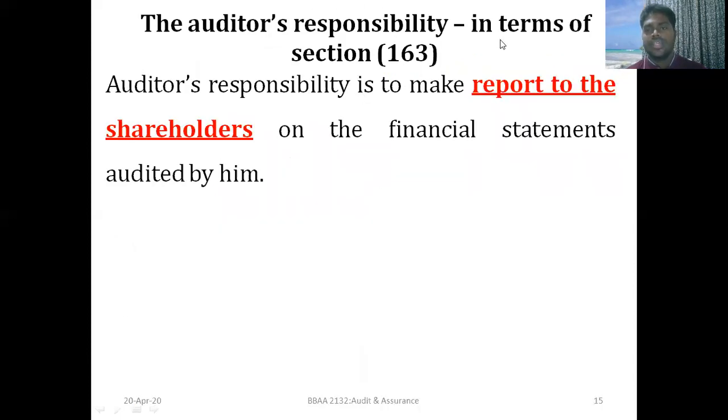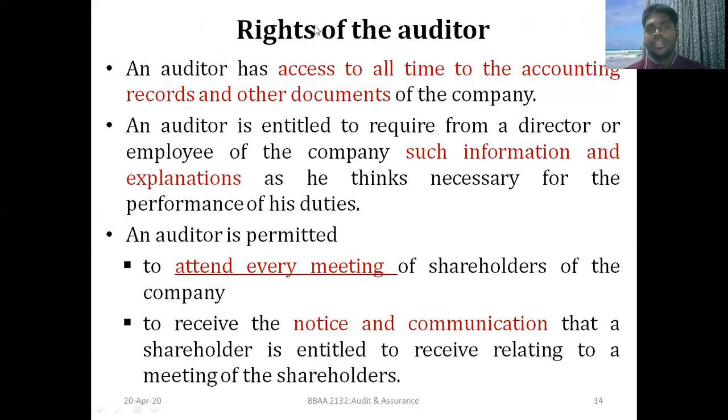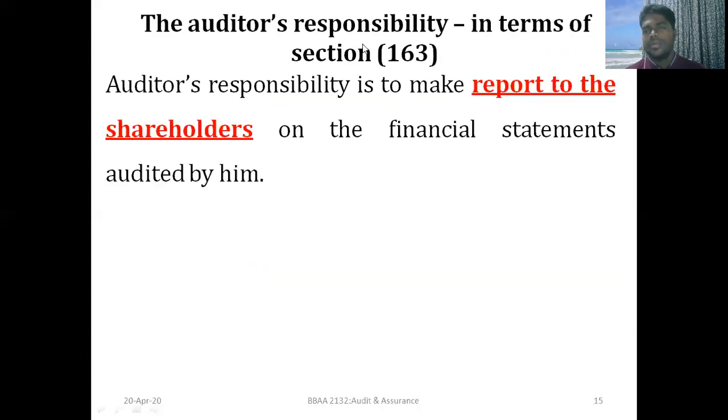Finally, section number 163 deals with the auditor's responsibility. Earlier it was the rights of the auditor; this is the auditor's responsibility. You can easily imagine what the responsibility of the auditor would be. The auditor's responsibility is to make a report, an audit report, to the shareholders on the financial statements audited by him. That is the only responsibility of the auditor. Please keep that in mind: only one responsibility. The auditor's responsibility is to submit an audit report, and nothing more.